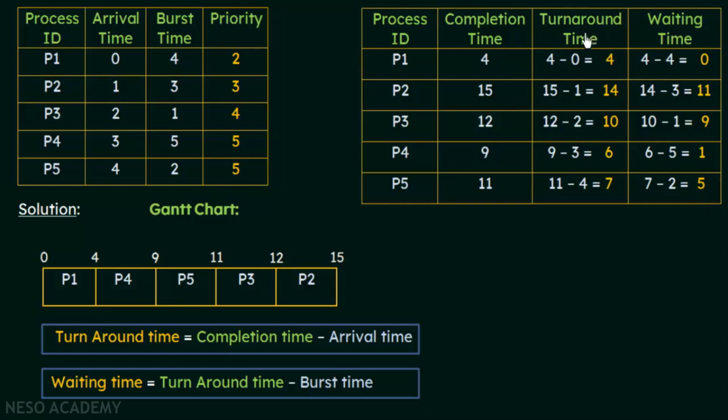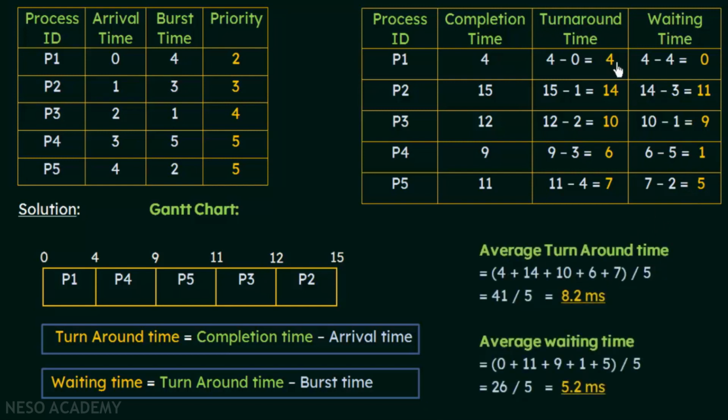So now calculation of the average turnaround time and average waiting time is very easy. So how do we do it? The average turnaround time is 4 plus 14 plus 10 plus 6 plus 7 divided by the number of processes, which is 5, which gives us 41 divided by 5, which is 8.2 milliseconds. And similarly, the average waiting time is 0 plus 11 plus 9 plus 1 plus 5 divided by the number of processes, which is 5. That gives us 26 divided by 5, which is 5.2 milliseconds. So our question was to calculate the average turnaround time and the average waiting time for this set of processes when they follow non-preemptive priority scheduling, and we have done that.